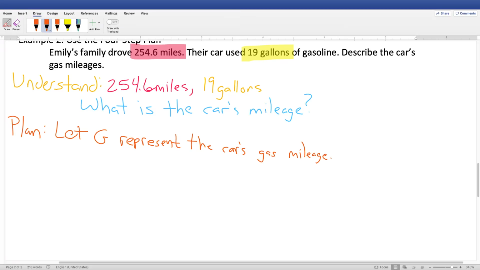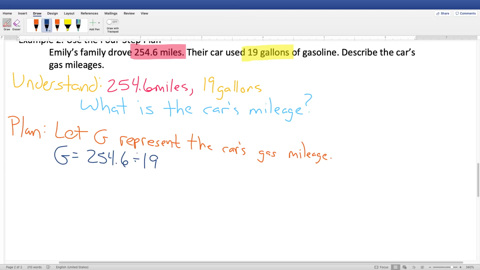What was the next thing? Write an equation. So gas mileage is what I want to know. I drove 254.6 miles and I used 19 gallons. So my equation is going to be G is equal to 254.6 divided by 19.